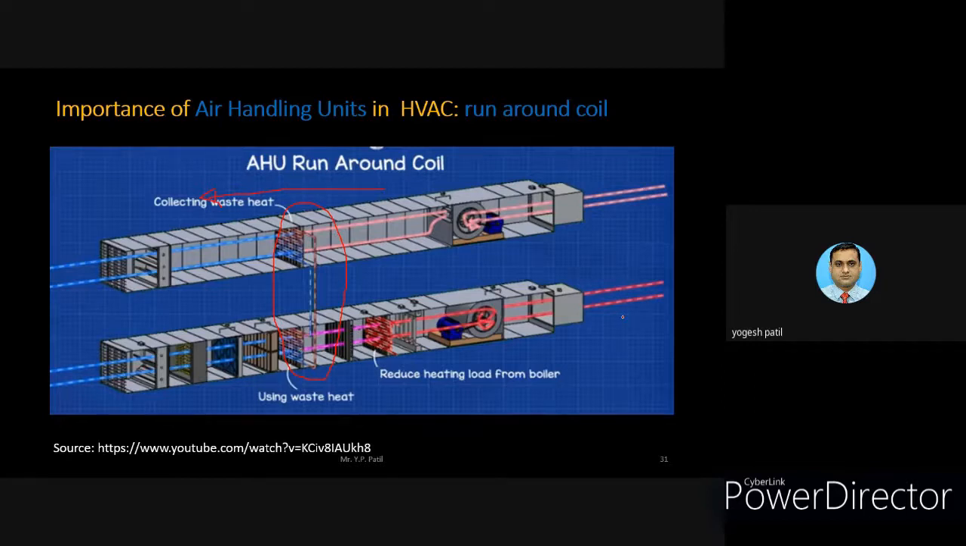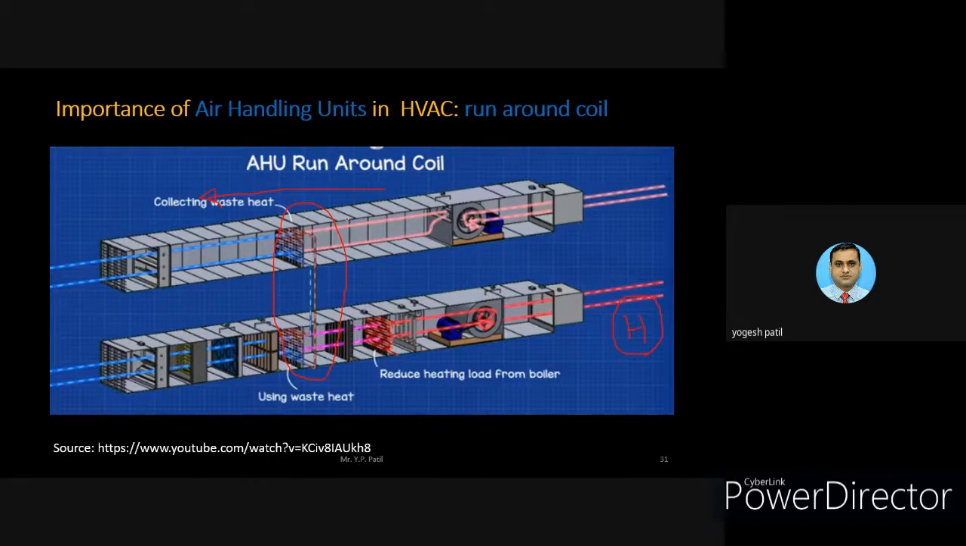When the requirement is heating, meaning in the colder season when warm air is required inside the rooms, then the return air temperature can be exchanged with the heating coil over here, so that the dependency on the boiler will be reduced. The purpose of this run around coil is that the dependency on the boiler is reduced.